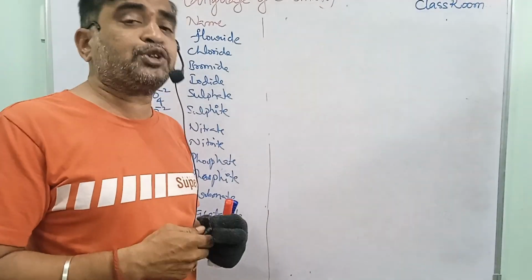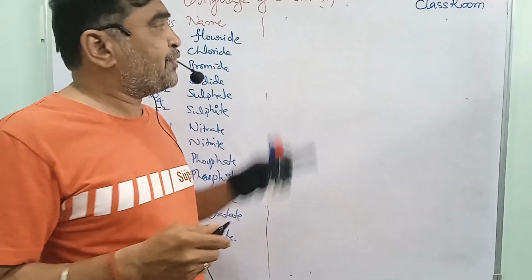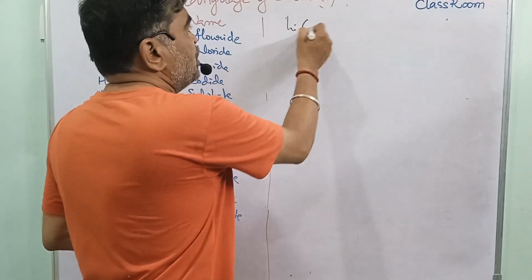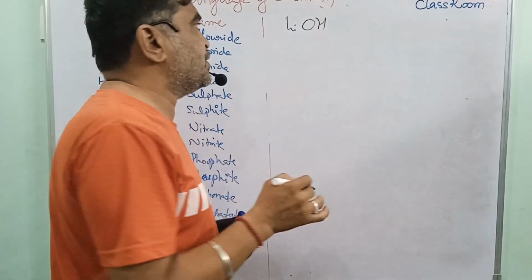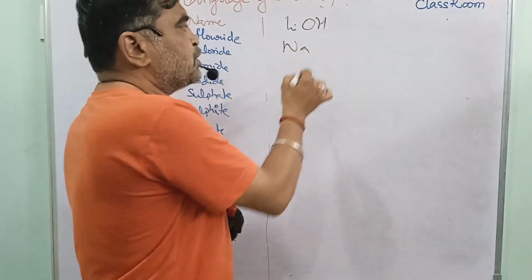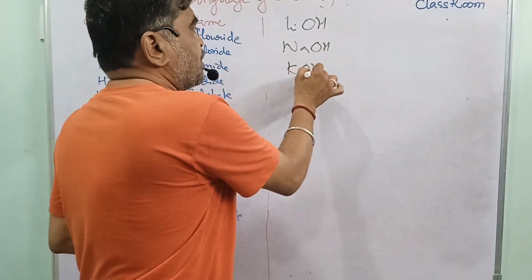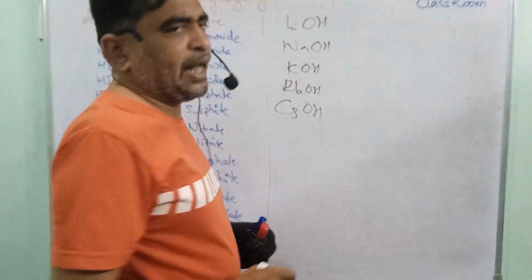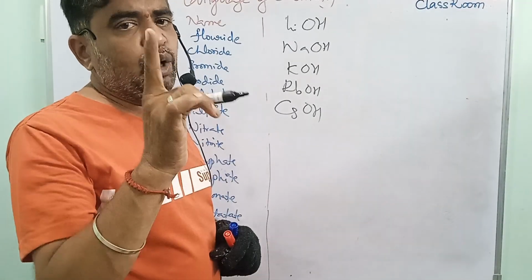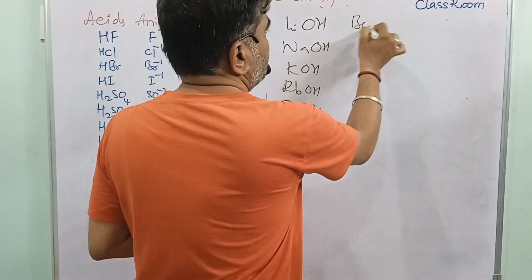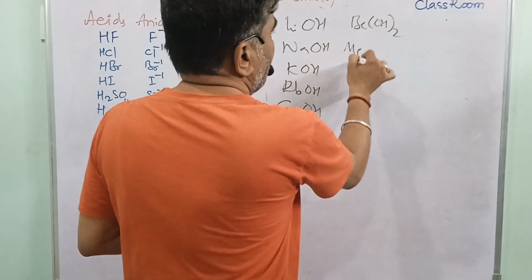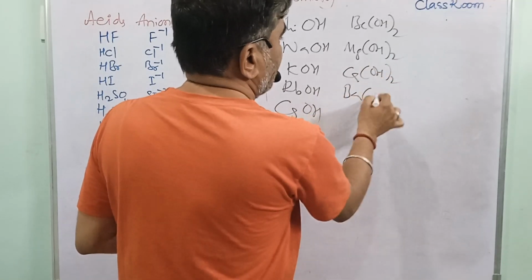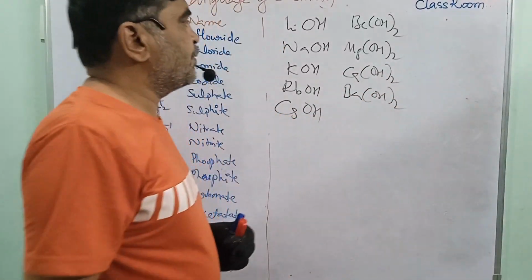For example, the first group elements, except francium, the remaining elements form the base. The first group element lithium forms only one OH, so it is LiOH. Then sodium hydroxide, potassium hydroxide, rubidium hydroxide, cesium hydroxide, like that. The first group elements have only one OH, and second group elements have two OH: Be(OH) taken twice, Mg(OH) taken twice, Ca(OH) taken twice, and Ba(OH) taken twice. Like that.